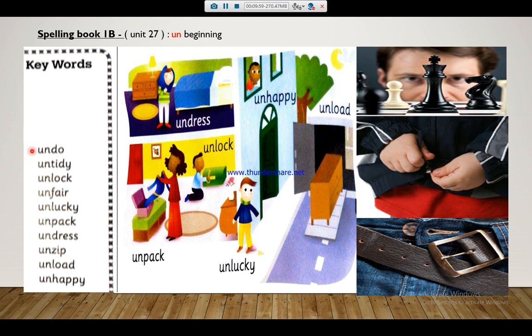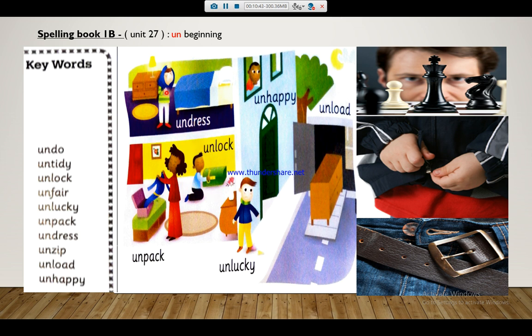We have undo. So we have do and undo. Untidy, tidy, untidy. Unlock. So we have lock and unlock. Fair and unfair. Lucky and unlucky. Pack and unpack. Dress and undress. Zip and unzip. Load and unload. Happy and unhappy.